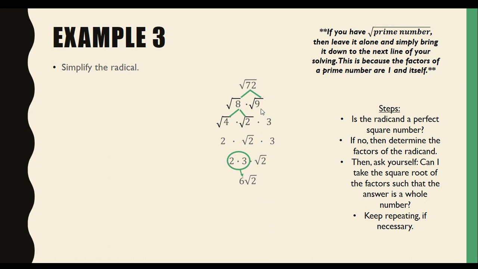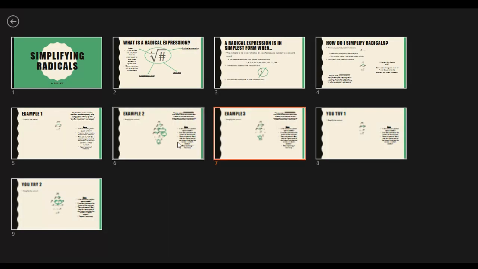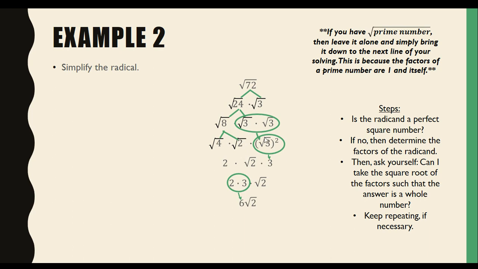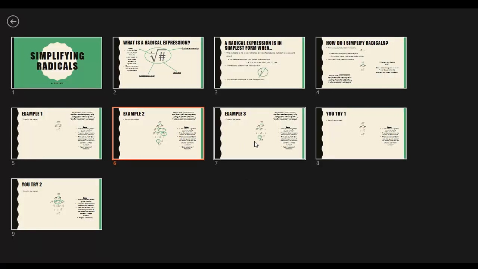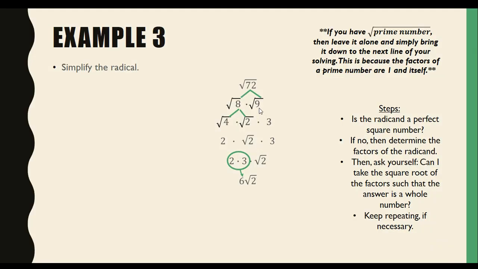You'll notice this factor is a perfect square number. Whereas when I first attempted the problem, I broke it down into 24 and 3. Neither of those are perfect square numbers. So it made the process longer. So if you can break down your radicand into at least one perfect square number, that is your best option, your most efficient option for solving.